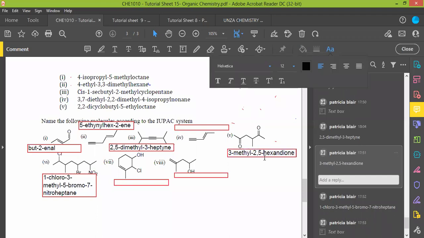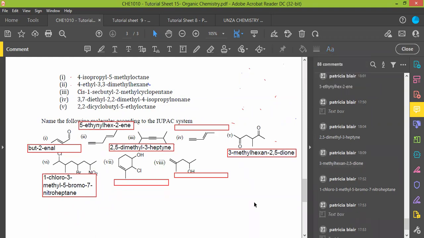Or the other way would have been, you remove these from there, you start your name. When you reach here, you open it up like that, 2,5. And then you call it a dione. So it is 3-methylhexane-2,5-dione, meaning 2 keto groups on position 2 and 5. So that is how that particular molecule is supposed to be named. If you check, naming of organic molecules is actually very simple. Once you identify which of these functional groups is of higher priority, you are set.